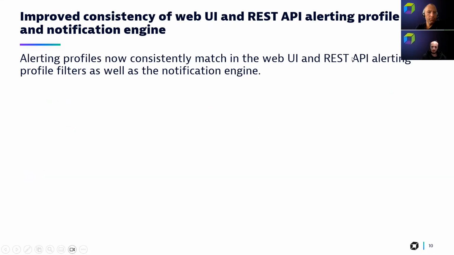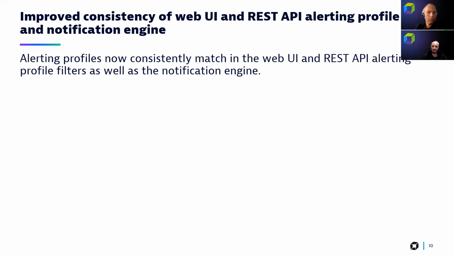And we improved the consistency of Web UI and REST API alerting profile filters and notification engine. So now we have this match in a better way in Web UI and REST API alerting profiles, as you see from this explanation. So what does it mean? Currently the alerting profiles are independently evaluated. But this leads to some inconsistency with our problem notification engine or problem manager. It's an internal change maybe, but it will also affect some corner cases.